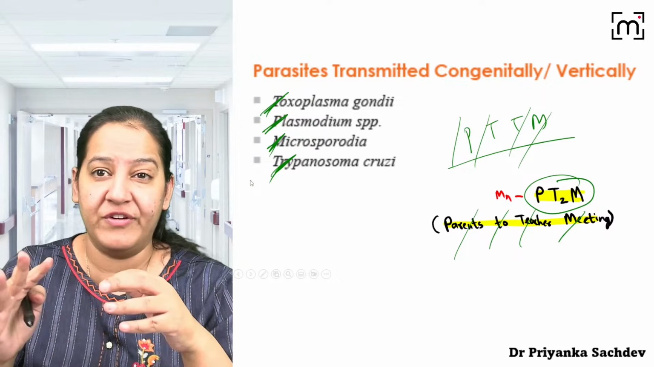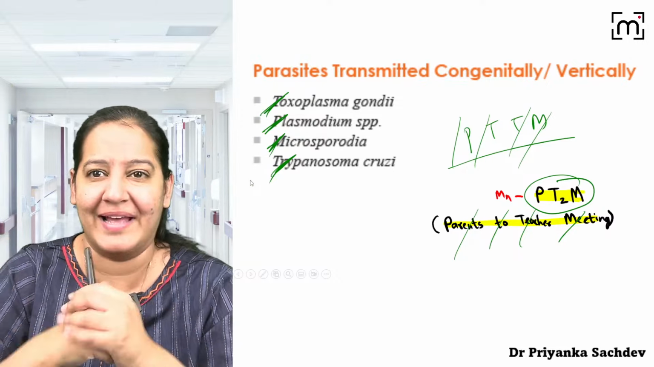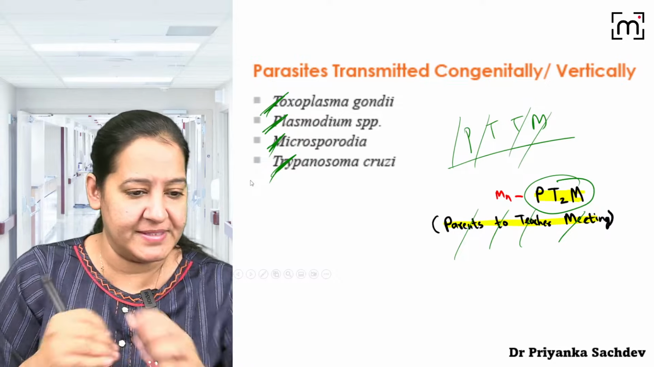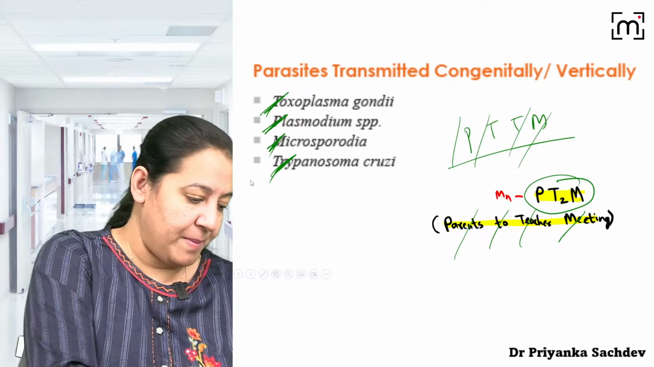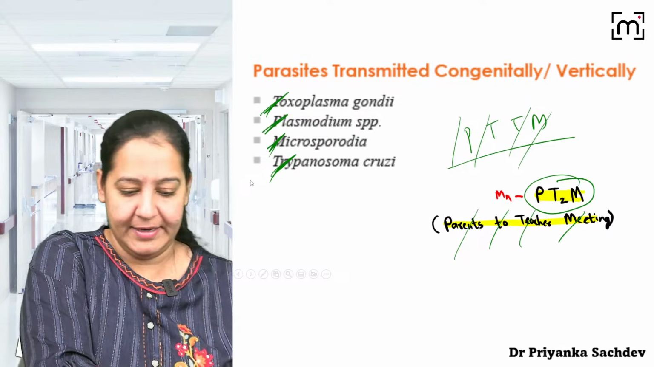You can learn like mother to fetus, so parents to teacher, learn like that. So PTTM is the mnemonic here. So these are the 4 parasites which transmit vertically, right?